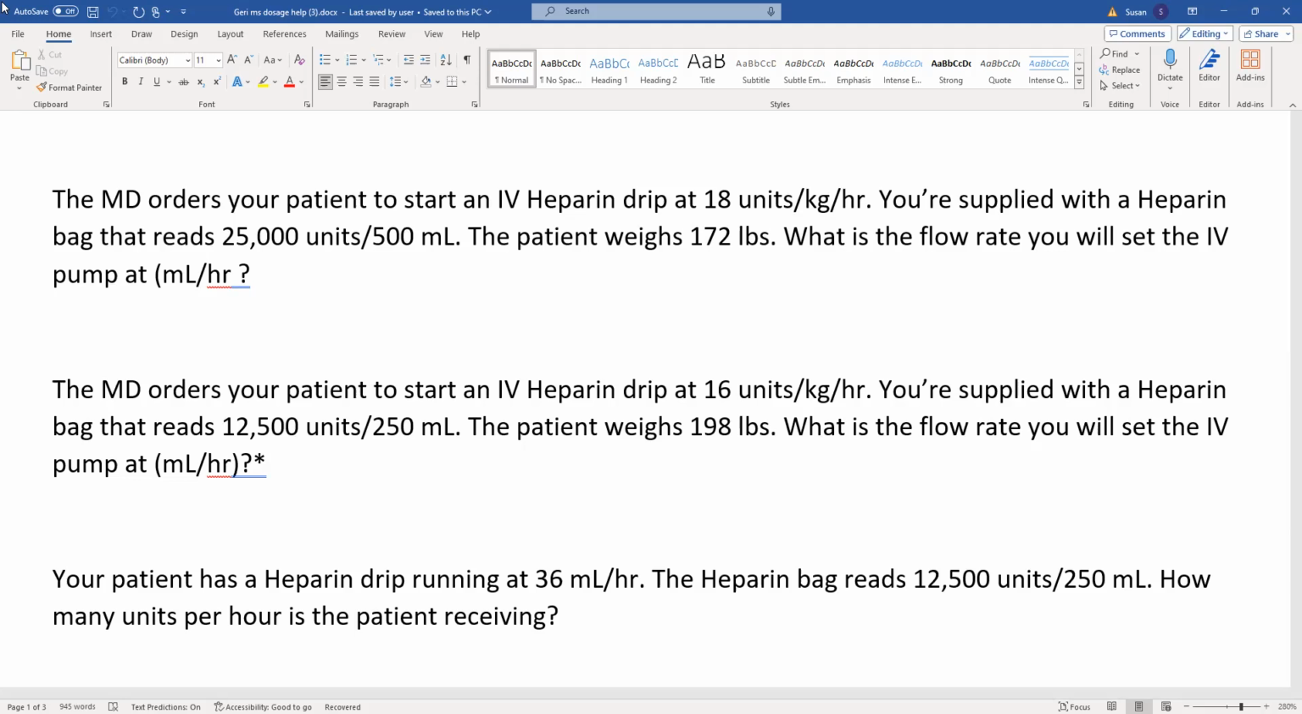Would you round this up? Hold on, Miss Sue. Once you break down the 172, once you get the answer, don't you times that by the 18? Correct, that's what I said. Oh, okay, sorry. 172 divided by 2.2. Let me put it on the board for you. That's what I missed. I'm good at this one now.